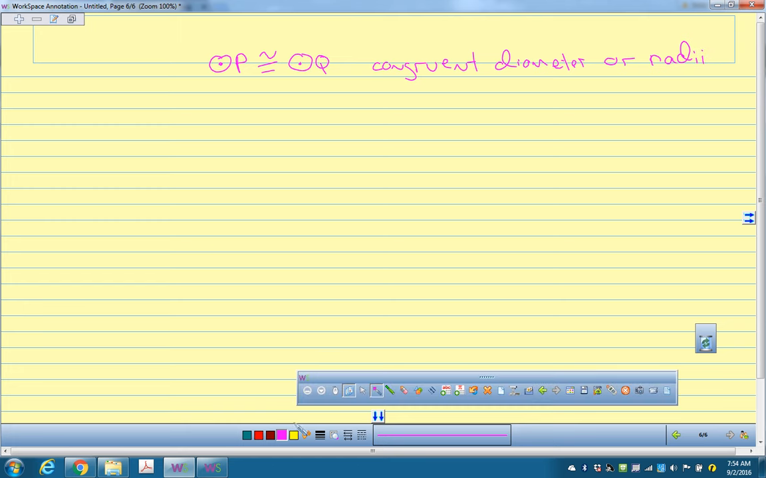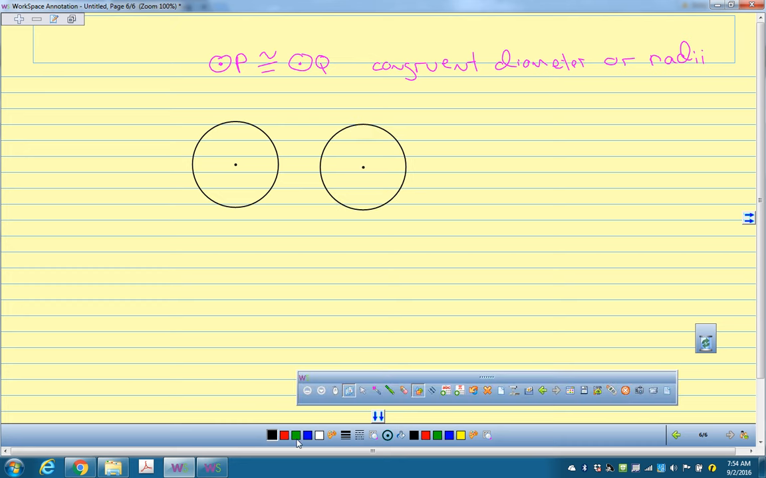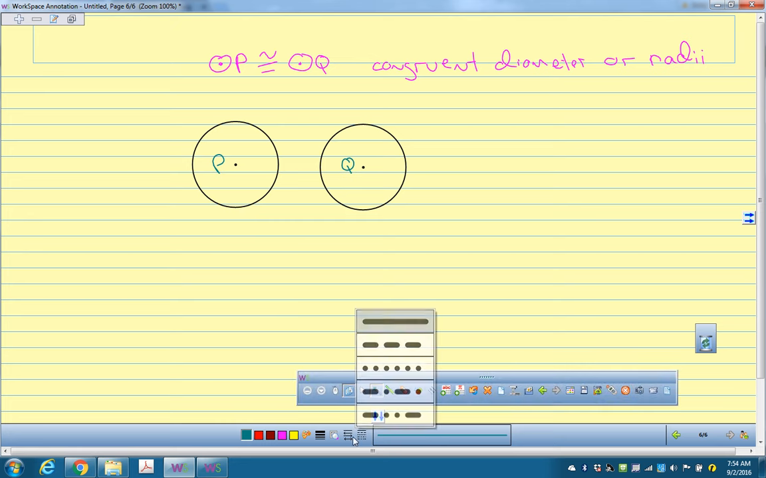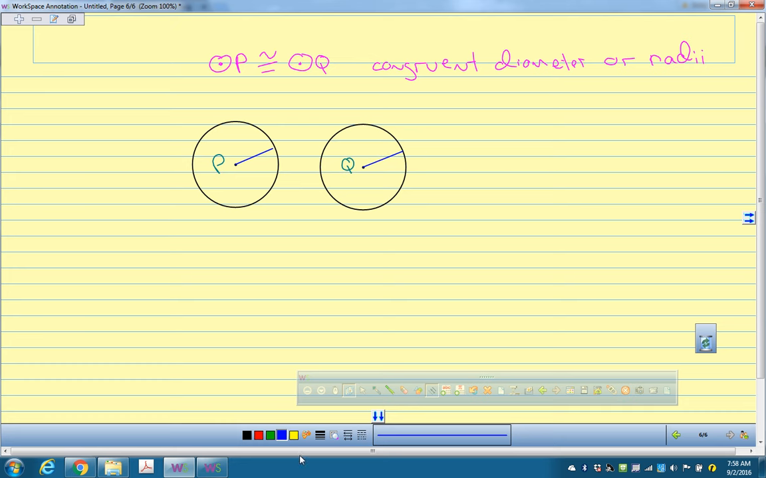So circle P and circle Q, if I want to draw two congruent circles, here's P, here's Q. Let's see if I can make them look about the same size. Here's circle P, here's circle Q, and then you might have a picture, something that looks like this. So if I go like this, and like this, this indicates that those two circles are congruent, then this statement is true, okay? That's called congruent circles.